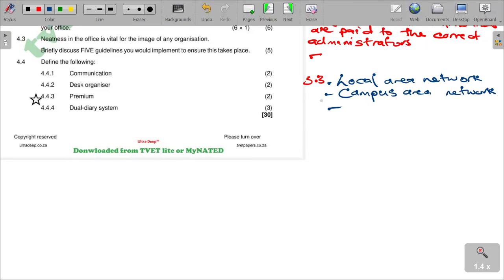As well as wide area network. Lastly, metropolitan area network.